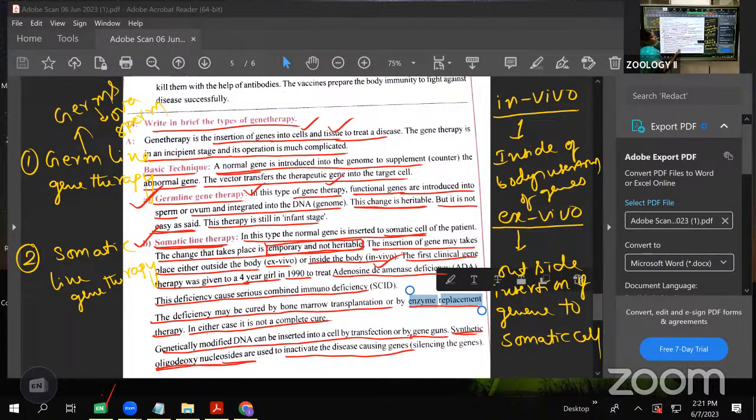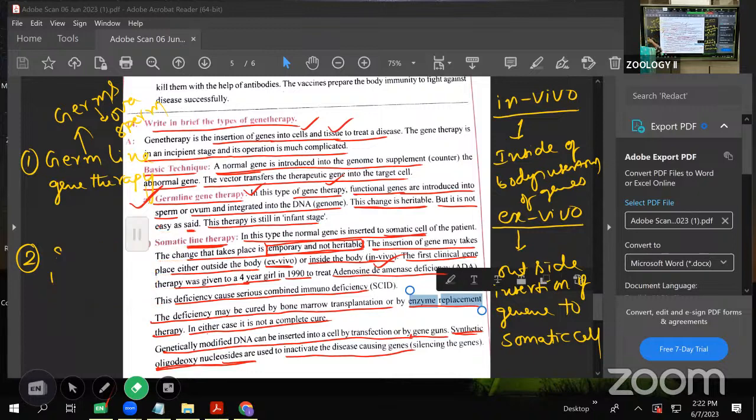Mainly there are two ways we can give it. We can give it outside the body, and also inside the body. That we call ex vivo or in vivo. Clear? This is about gene therapy. Gene therapy is used for curing abnormal genes, or preventing diseases through the insertion of genes. Clear? This next.